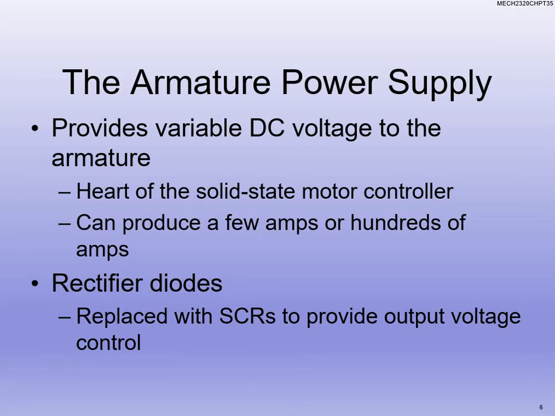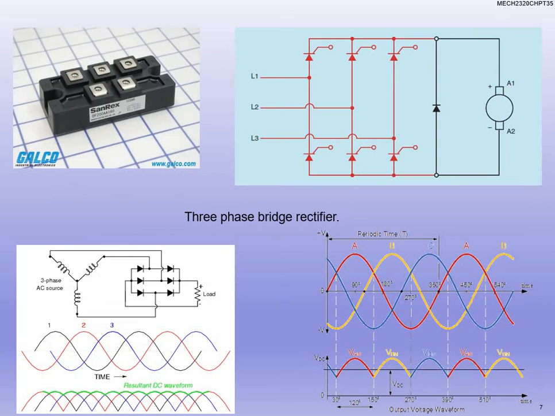Remember, they take that full length and cut it immediately in half, and that's where we're getting our DC out of this. Okay, so it's very important how we do that, and we can get a few amps up to hundreds of amps when we do this. So, the armature power supply is very crucial to what goes on with this motor.